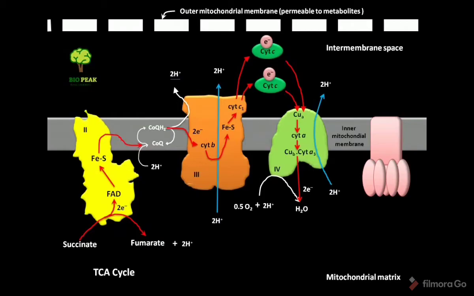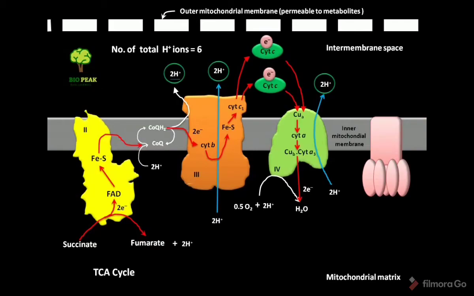Now let us calculate the number of protons translocated from the mitochondrial matrix to the intermembrane space through the inner mitochondrial membrane per pair of electrons that flow from succinate to O2. Through complex 2, no protons are translocated. Through complex 3, 4 protons are translocated. Through complex IV, 2 protons are translocated. So the total number of protons translocated is 6.